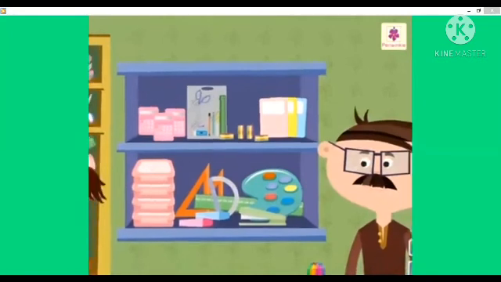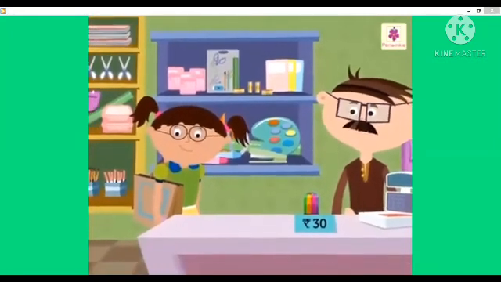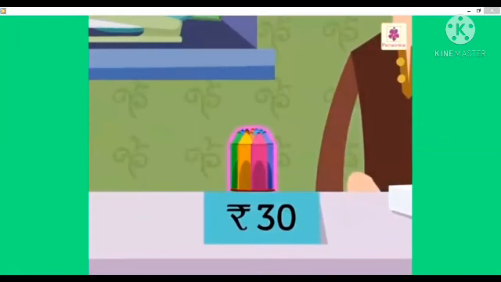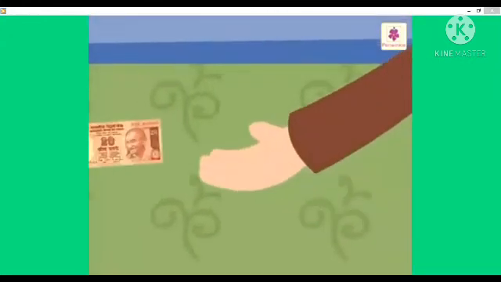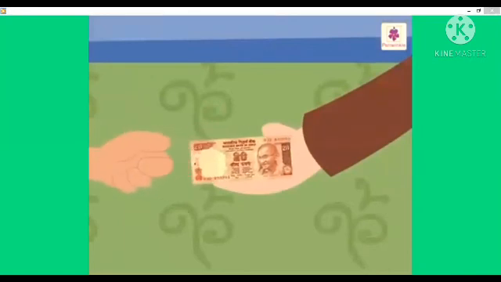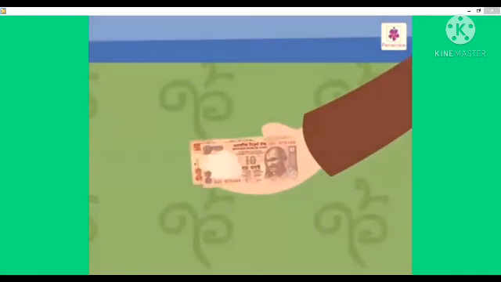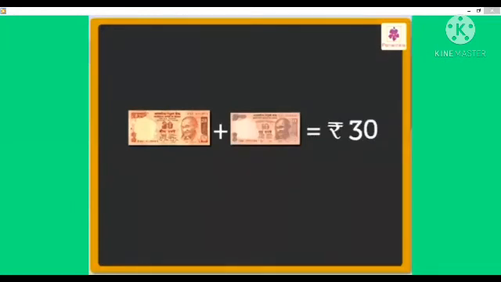Now, Zaira goes to a stationery shop. She wants to buy crayons. The cost of the crayons is 30 rupees. Zaira gives a 20 rupee note. She gives one more 10 rupee note. It means she gave 20 plus 10 is equal to 30 rupees to the shopkeeper.